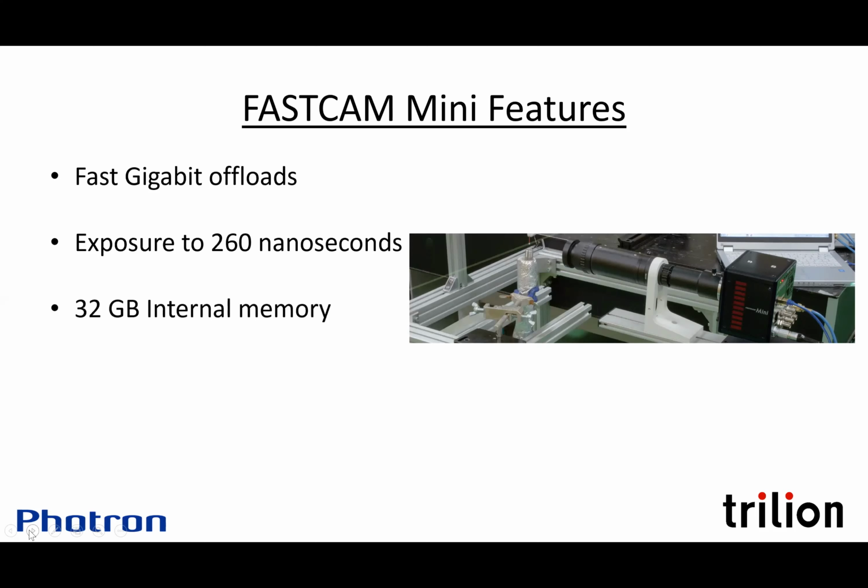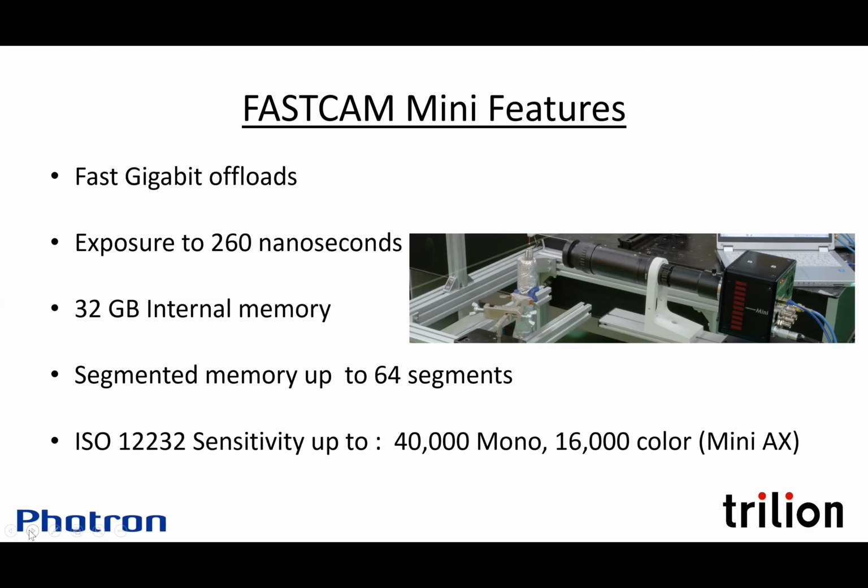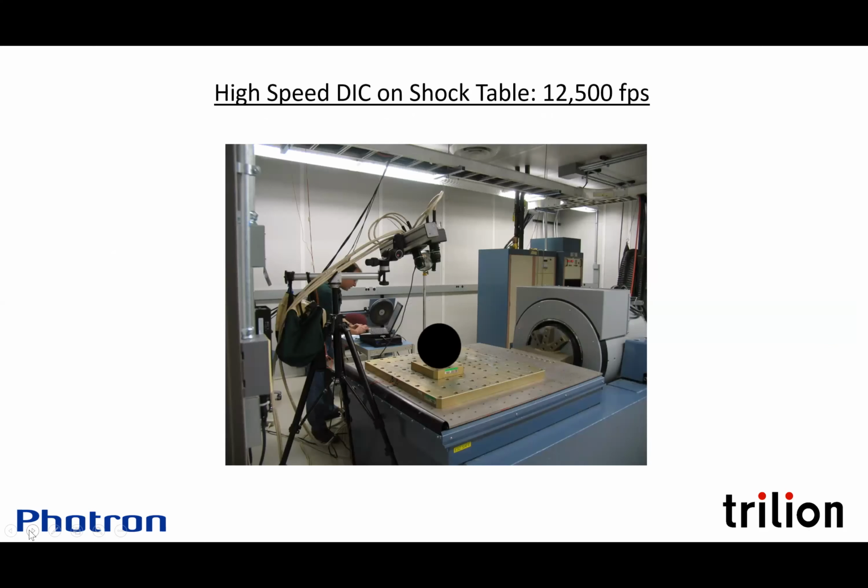These cameras do go up to 32 gigs of internal memory, and you can segment that memory up to 64 segments. So if you have a repetitive test where you only need a few frames per test, you can just partition that memory, and then you can trigger into different partitions, and it makes it very easy to segregate that data. So you're not spending hours and hours at the end of the day trying to segment that up per test. And these cameras do have a very good light sensitivity, 40,000 mono and 16,000 color. The 4 megapixel, which is the WX, and the UX are not as sensitive, but the AX is a very, very sensitive camera. And I'll turn it back over to Tim.